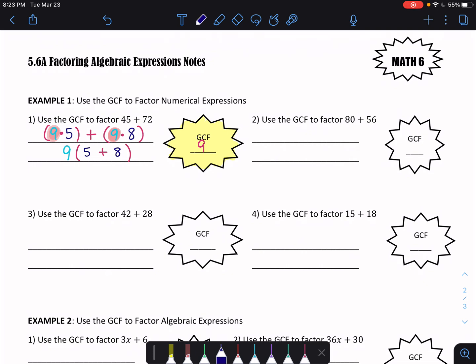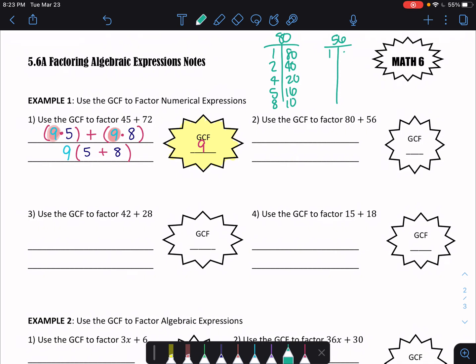For 80 and 56, I'm going to list out some factors here. You can use your multiplication chart. Some of you may know the greatest common factor between 80 and 56. For 80, it's 1 times 80, 2 times 40, 4 times 20, 5 times 16, and 8 times 10.